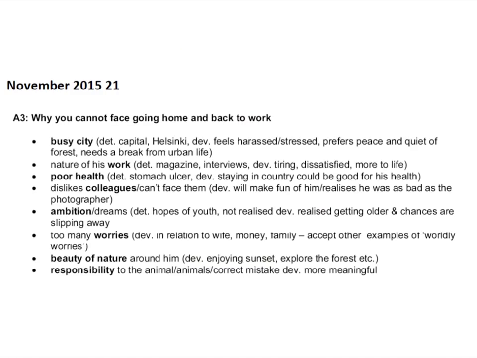The next one, November 2015-21, which we went through. Why you cannot face going home and back to work. So, two ways to divide that up. Well, more than two in fact. Easiest one, why you cannot face going home and back to work. So the first thing, home, put that in green then. Home, let's say that's your personal life. So poor health, ambition, dreams, worries and so on. Okay. Back to work is actually the work-related stuff. So the career, his colleagues, the busy city and so on.